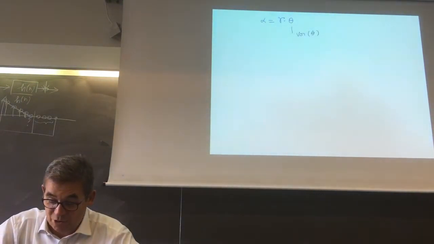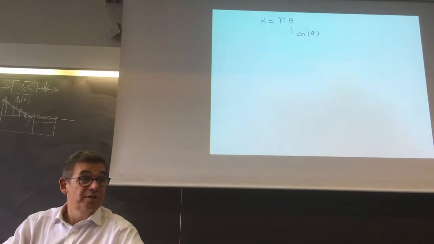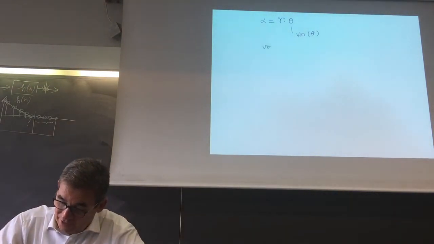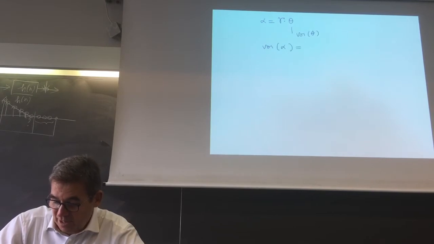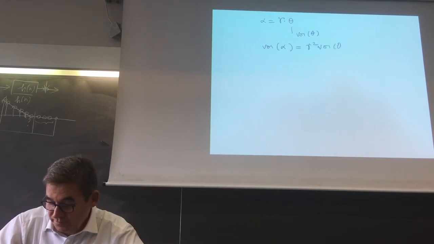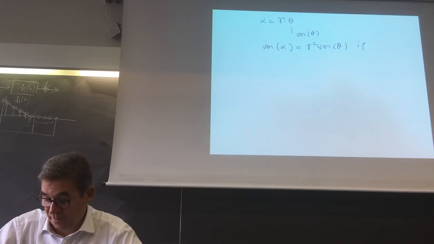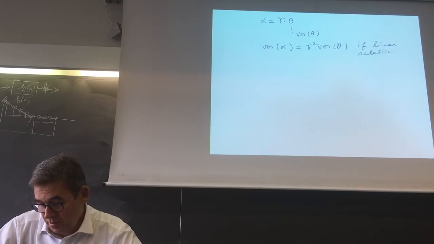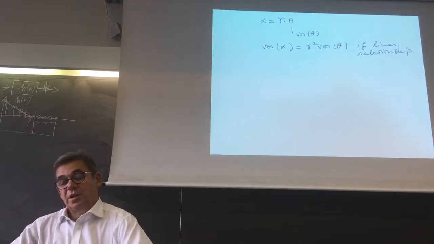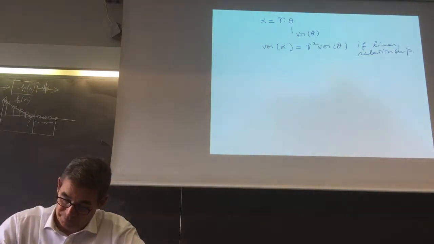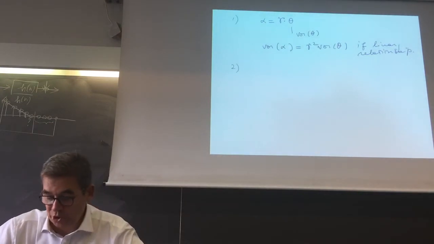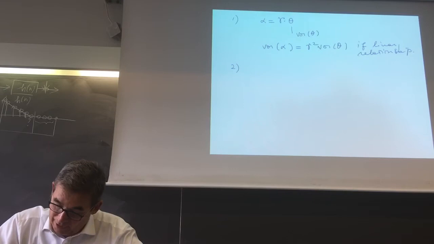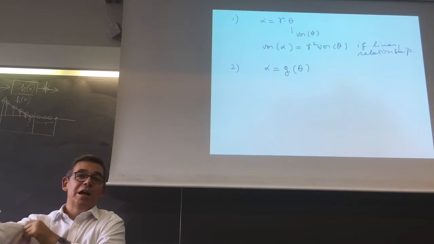Now if it is linear, that's trivial. Because if I want to get the variance of alpha, that is equal to gamma squared times the variance of theta, if I have a linear relationship. Easy, trivial. Now, let's make it a little bit more complicated. Let's assume that now alpha is a function of theta, and the function is arbitrary and non-linear.